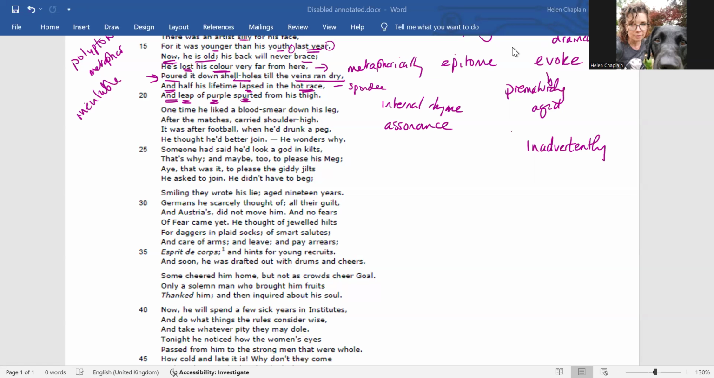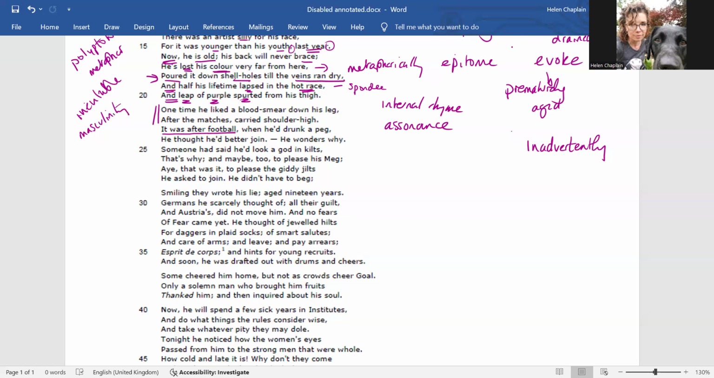And, you know, the idea that he's being carried shoulder high maybe also implicitly contrasts with being carried off a battlefield. But, you know, this was his memory, as it was after football when he drunk a peg, linking this idea of his image of his own masculinity with his desire then to join up. So he'd had a bit to drink after football, he was kind of on a high, and he thought he'd better join. He thought he'd better kind of sign up.